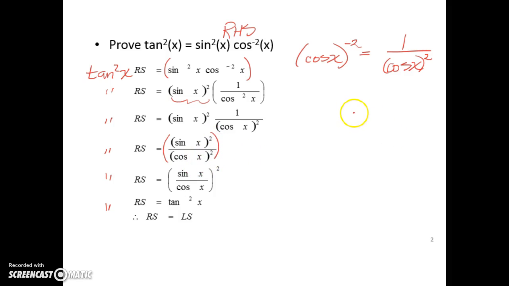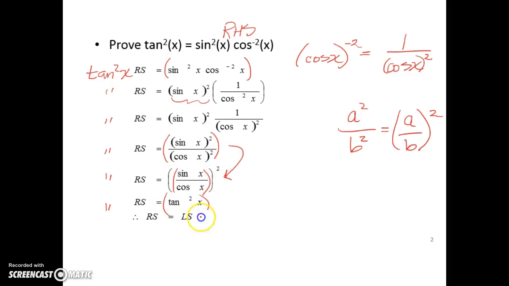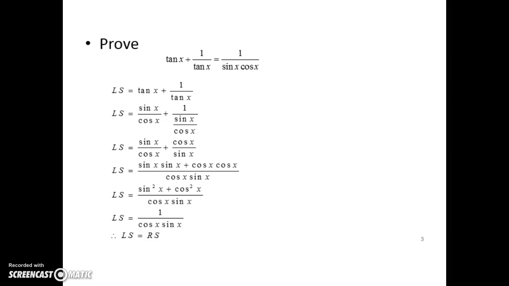We know that if we have a squared over b squared from our exponential rules, that's the same thing as a over b quantity squared. That's all we've done from this step to this step. If my numerator is squared, my denominator is squared, then I can rewrite that as a fraction quantity squared. And sine over cosine is tangent. So another really straightforward example.